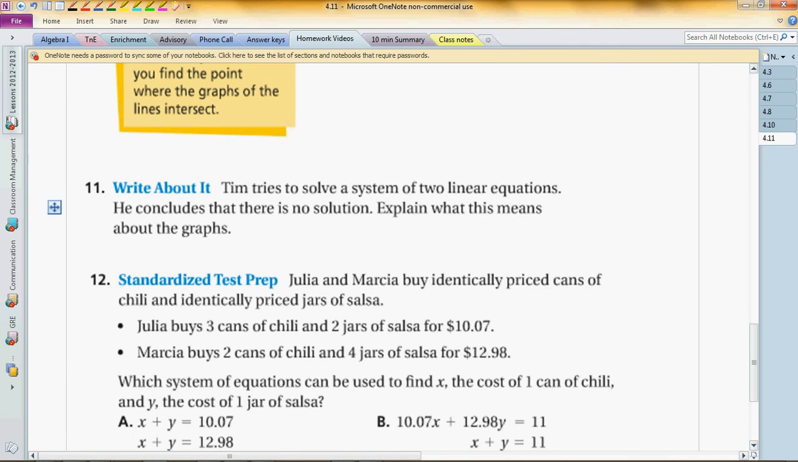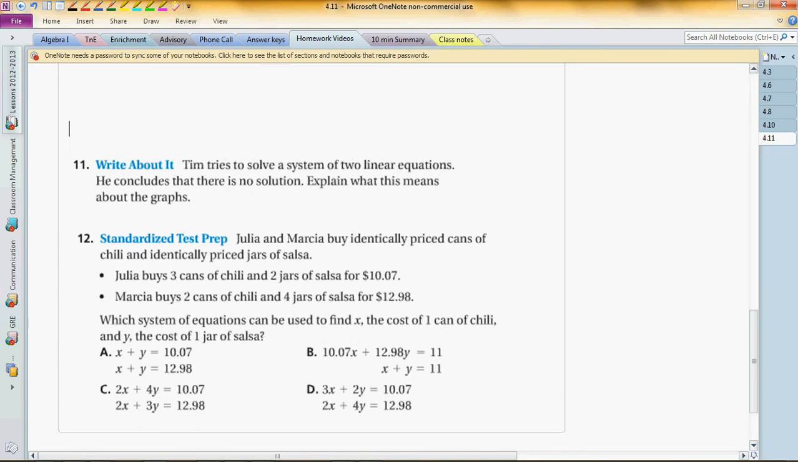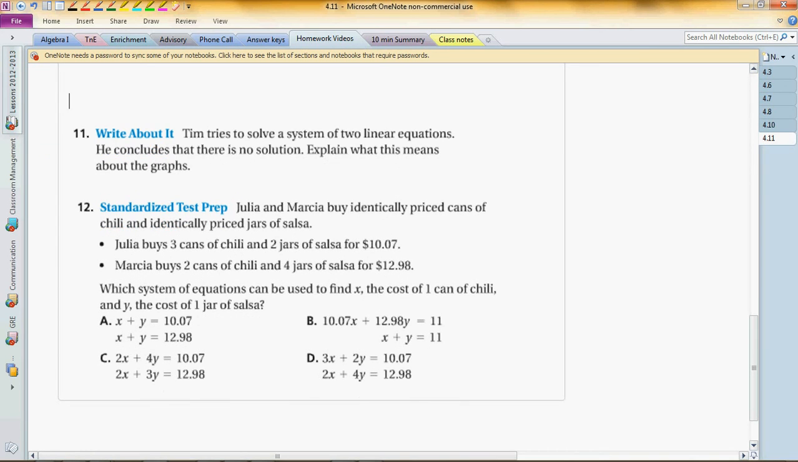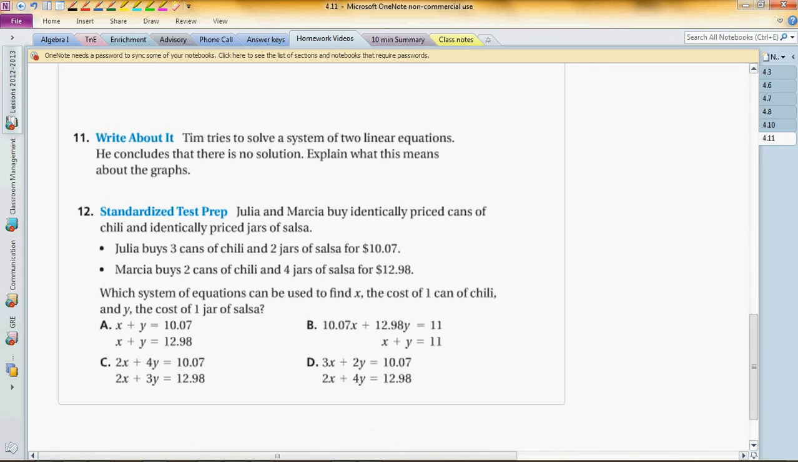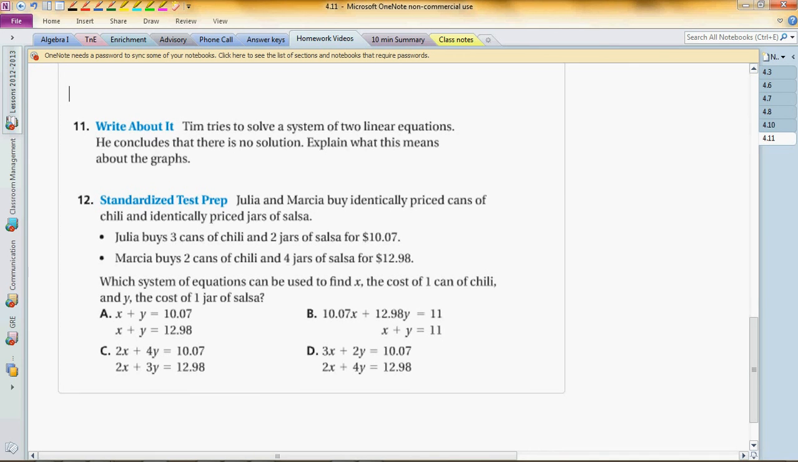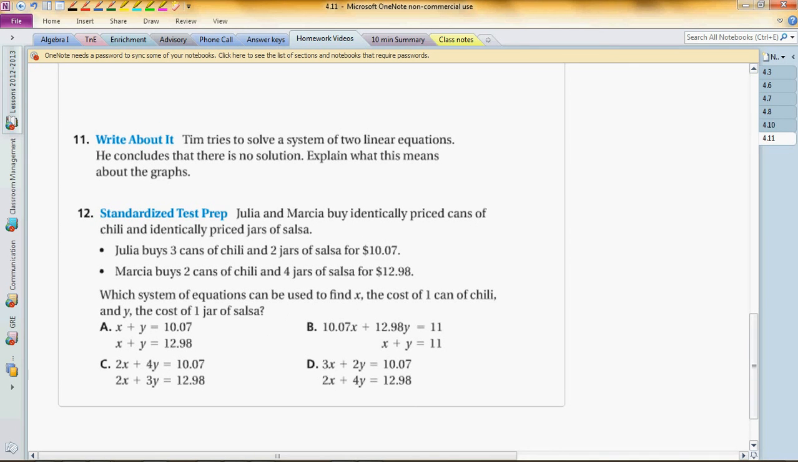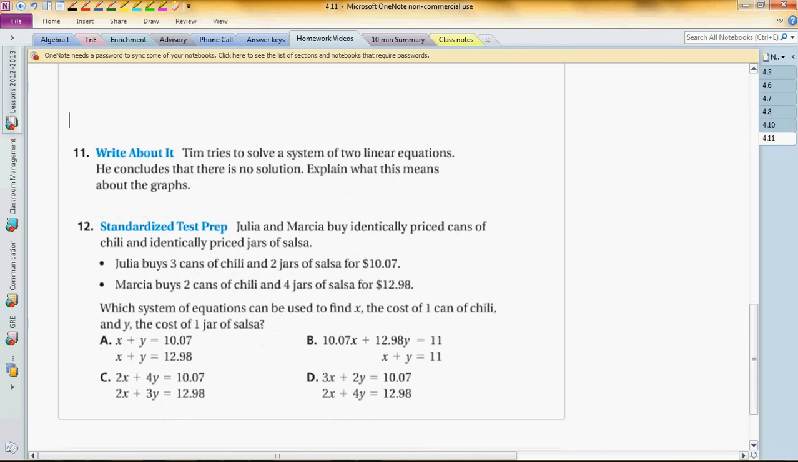Number 11 is also a write-about question. It says Tim tries to solve a system of two linear equations. He concludes that there is no solution. Explain what this means about the graph. So when you have no solution algebraically, what does it mean if you graph those two equations? What would happen? Would they intersect at one point, or would they not cross, or are they exactly the same points, the same lines, or what?